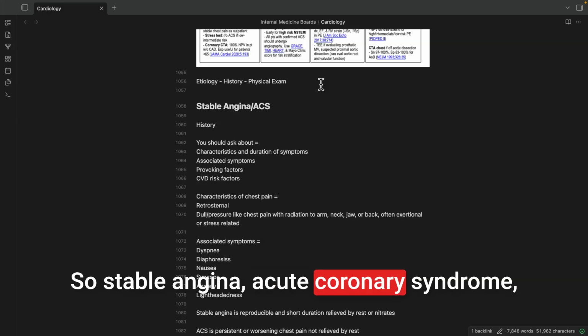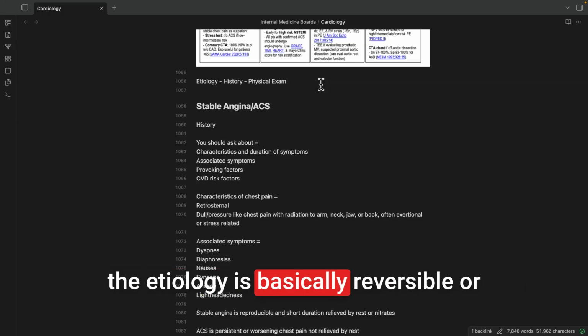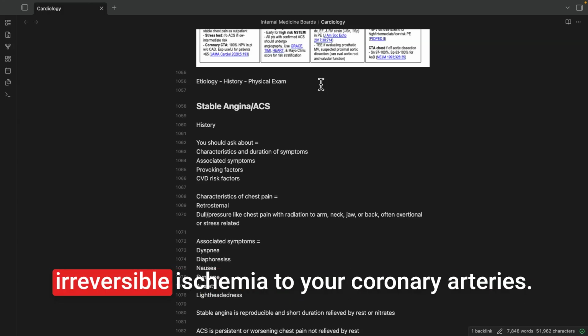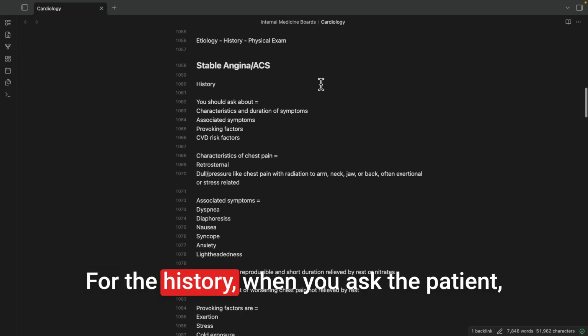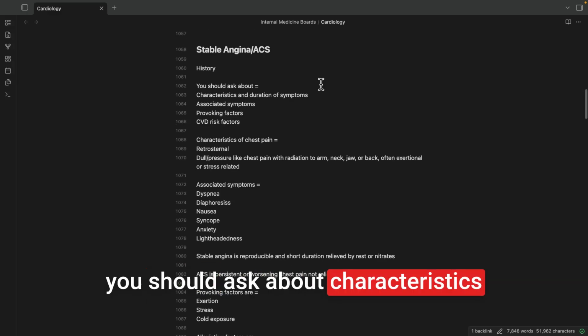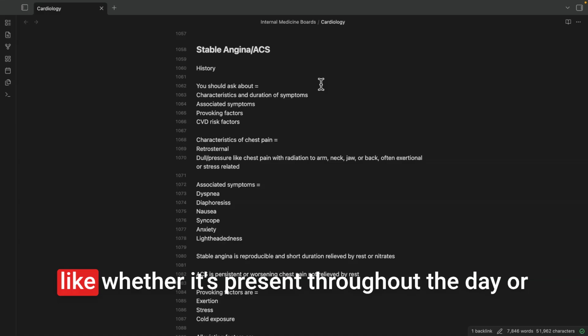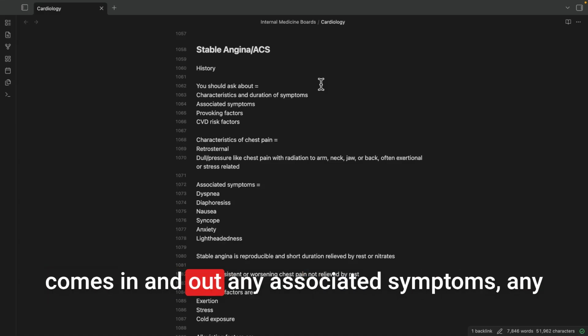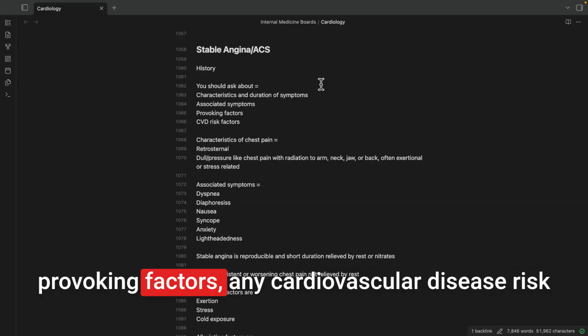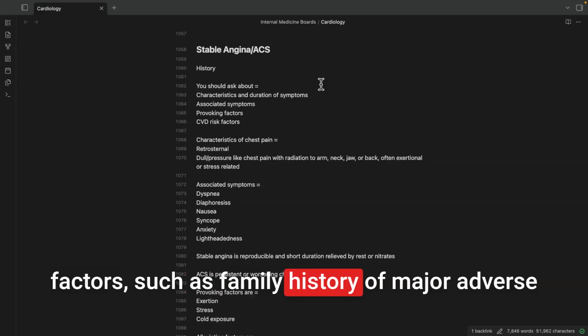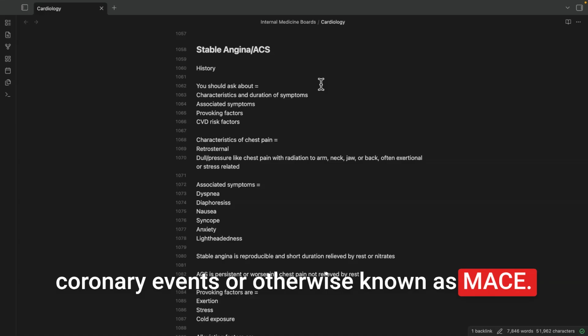So stable angina and acute coronary syndrome, the etiology is basically a reversible or irreversible ischemia to your coronary arteries. For the history, when you ask the patient, you should ask about characteristics and duration of the symptoms. So ask them about what the chest pain feels like, whether it's present throughout the day or comes in and out, any associated symptoms, any provoking factors, any cardiovascular disease risk factors, such as family history of major adverse coronary events, otherwise known as MACE.